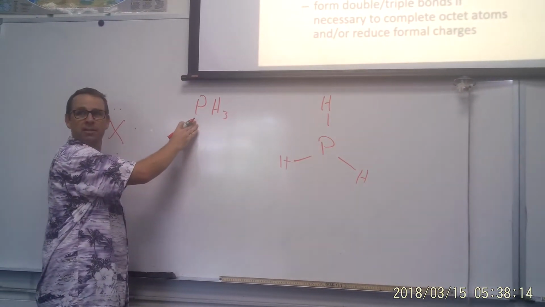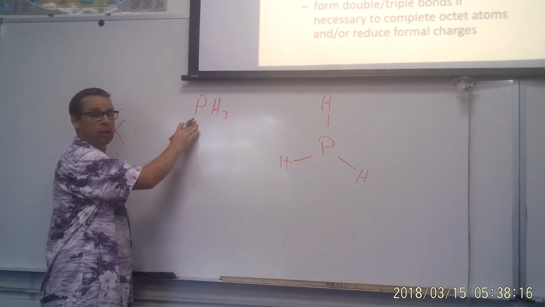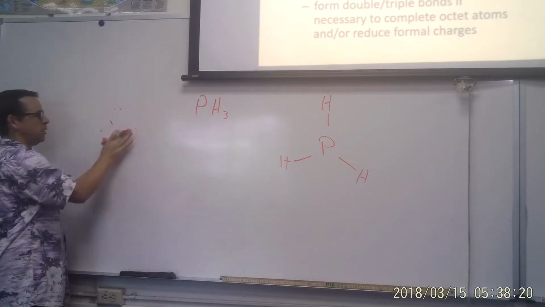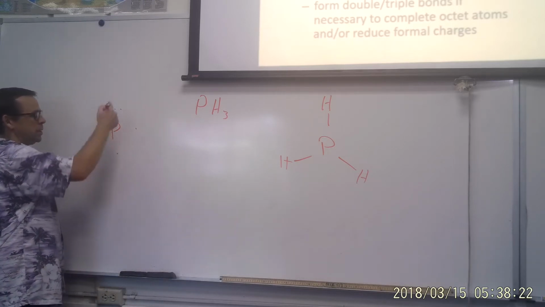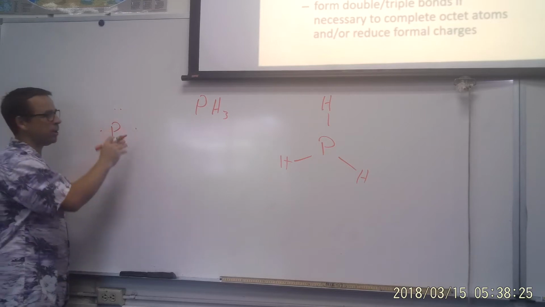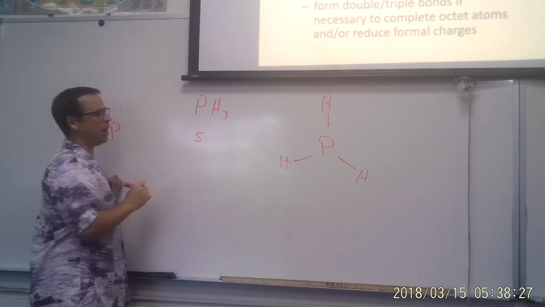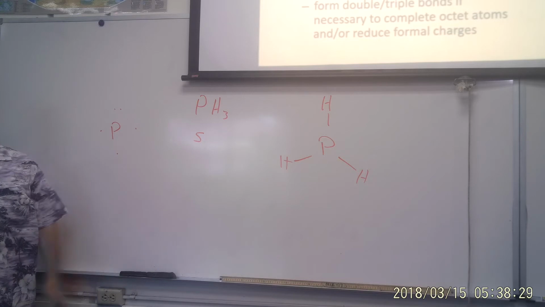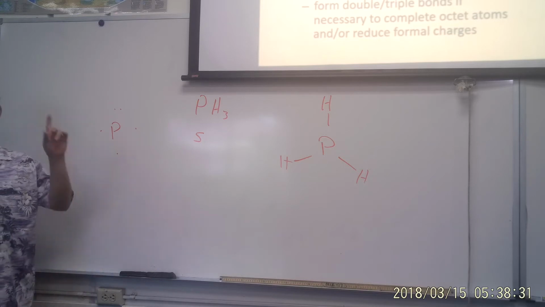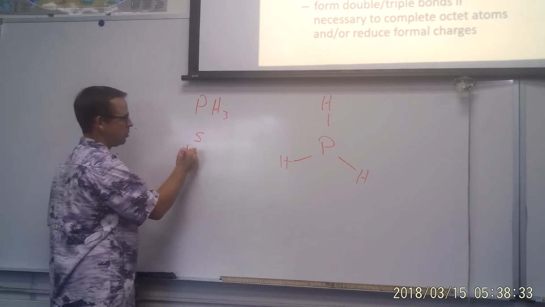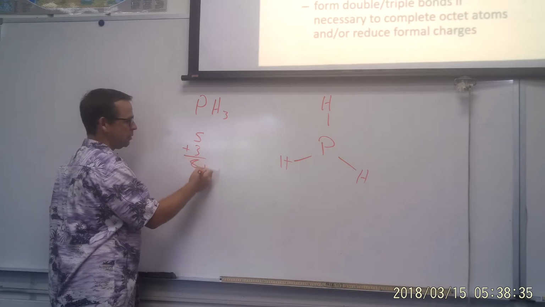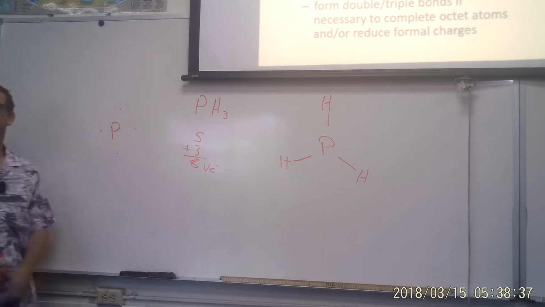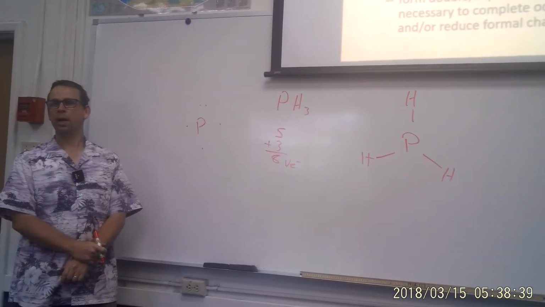Phosphorus brought how many snacks to this party? 5. That's valence electrons, right? And remember, the valence electrons look something like that, right? So phosphorus brought 5. Each hydrogen brings 1. So that's another 3, a total of 8 valence electrons brought to the party. Okay?